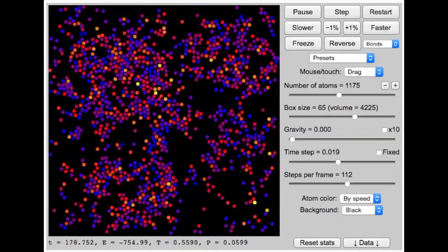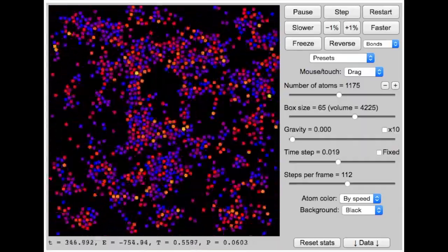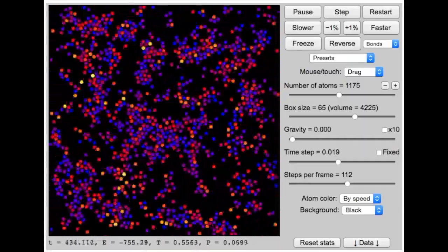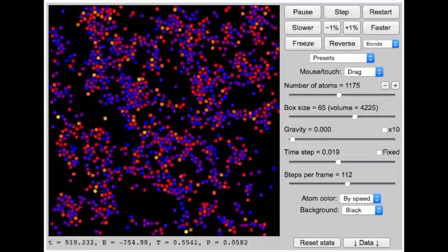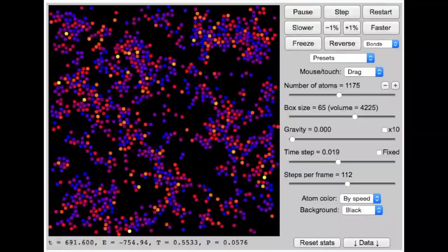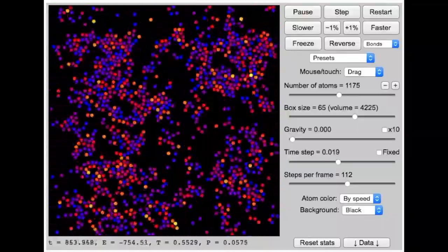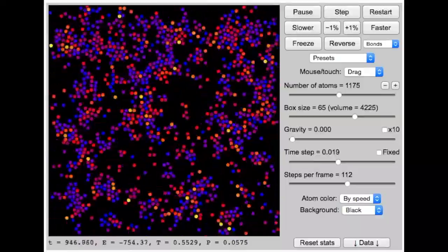Shown here is a molecular dynamics simulation applet written by Dan Schroeder at Weber State University in Utah that simulates up to 2,500 identical molecules subject to Lennard-Jones interactions in an isolated two-dimensional box. This applet is free to access and is available at the link in the description.